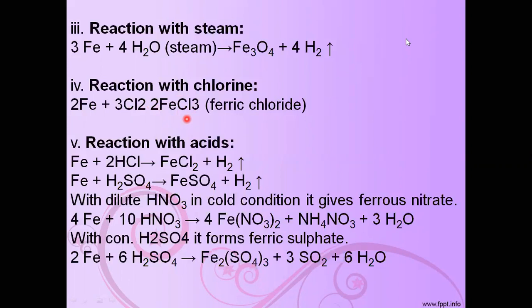The next one is the reaction with acid. With dilute HCl and dilute H2SO4, it liberates H2 gas. So Fe, iron, plus 2HCl, the hydrochloric acid, gives FeCl2 plus H2 liberated. Next, H2SO4: the iron combines with H2SO4 to give FeSO4 plus H2, hydrogen, liberated.